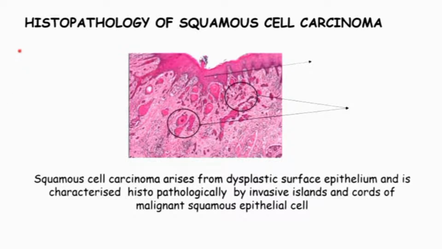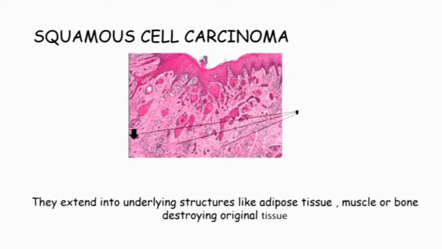Today, we will see about histopathological features of squamous cell carcinoma. Squamous cell carcinoma arises from dysplasia of surface epithelium, invading the connective tissue in the form of islands and cords of squamous epithelium. These extend to underlying adipose tissue, muscle, and bone, thereby destroying the original tissue.